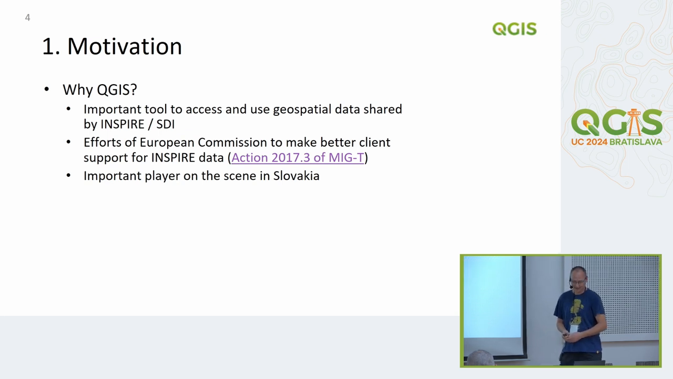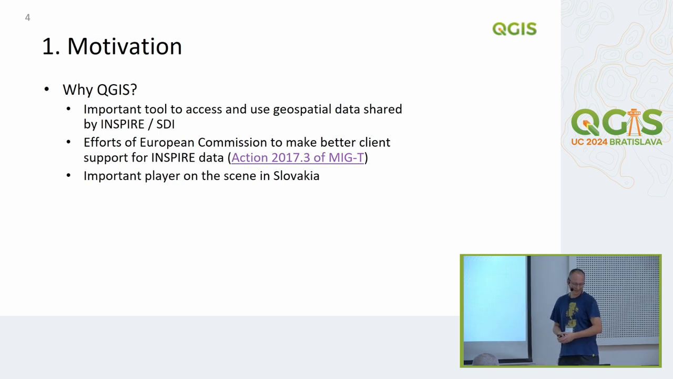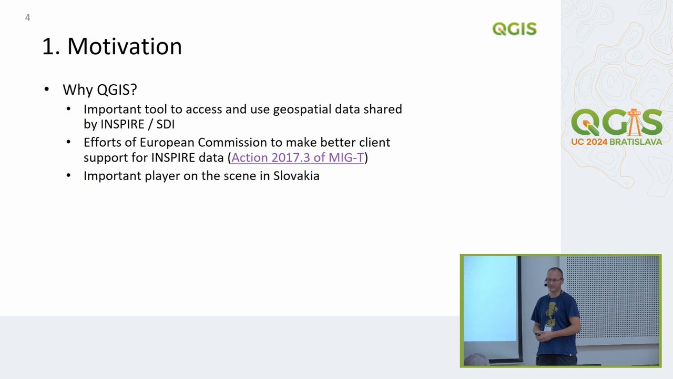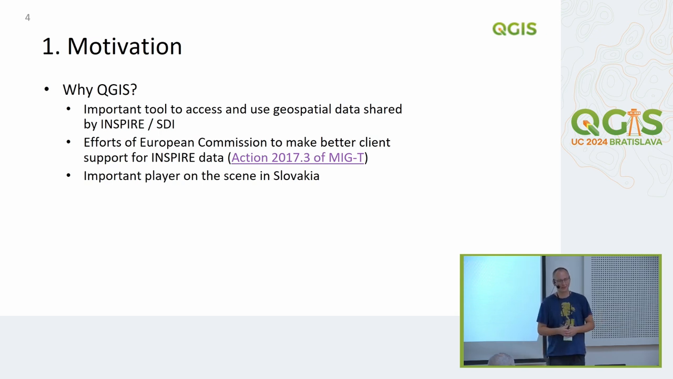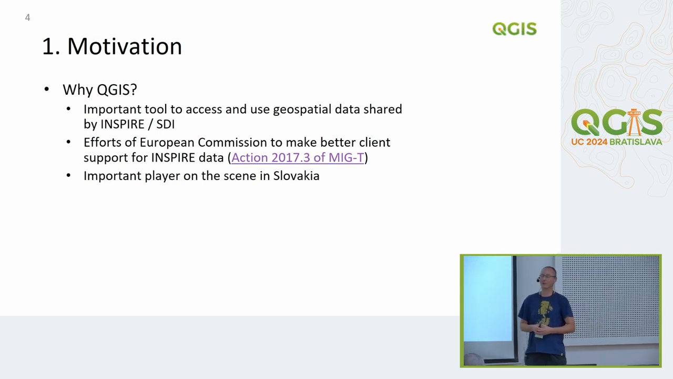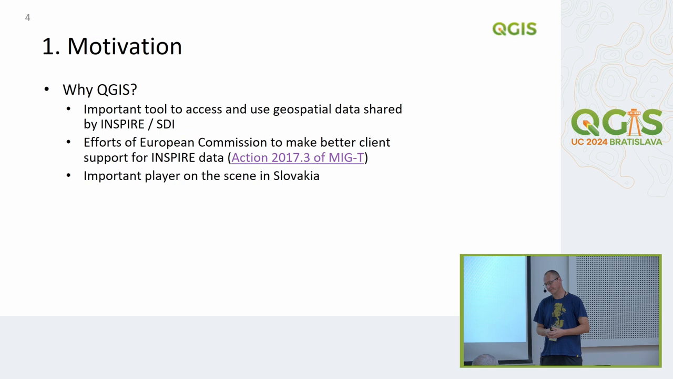So why QGIS? There are, I would say, three main drivers, which I would take from the global to the national perspective. We understood that QGIS is a very important tool to allow users and also providers to interact with geospatial content. It's also an important tool for initiatives like INSPIRE and SDI. Despite the community effort behind QGIS, there are also other drivers from outside trying to support and stimulate the further progress of the tool, like the one under the governance of the European Commission, especially the Joint Research Centre.